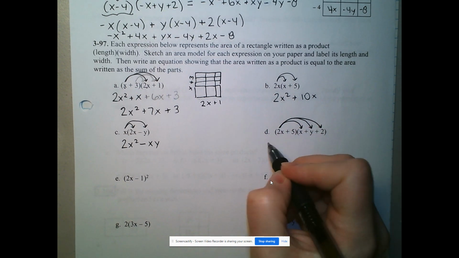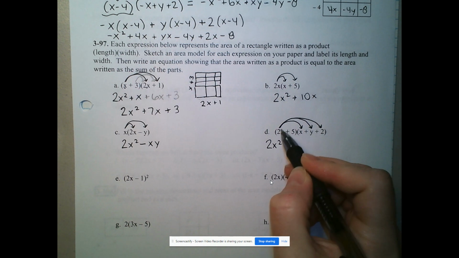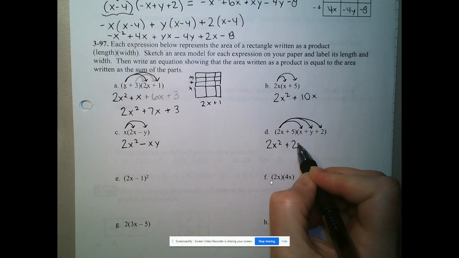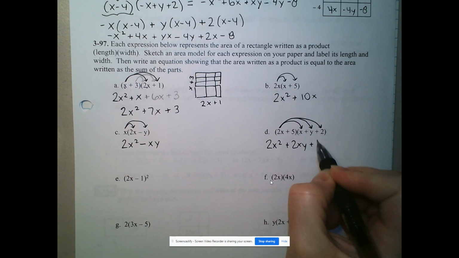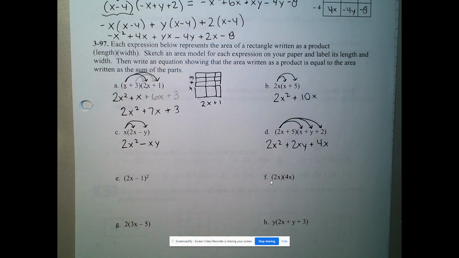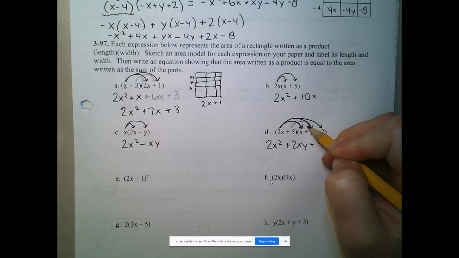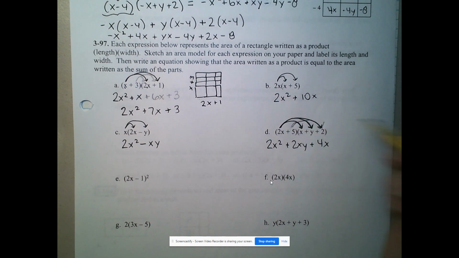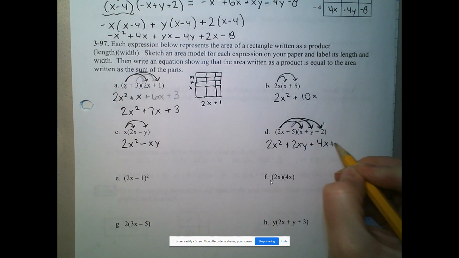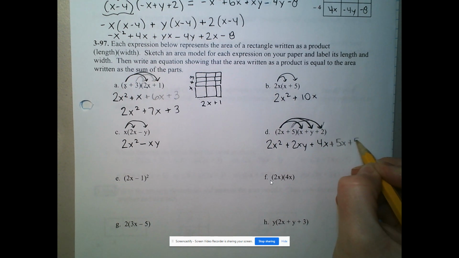So 2x times x is 2x squared. 2x times y is 2xy. 2x times 2 is plus 4x. Everything was addition, so I didn't really have to worry about that. Then you have to multiply the plus 5 times x, the plus 5 times y, and the plus 5 times 2. So plus 5x plus 5y plus 10. So I did end up with 6 terms, which is a good sort of checks and balances for myself.